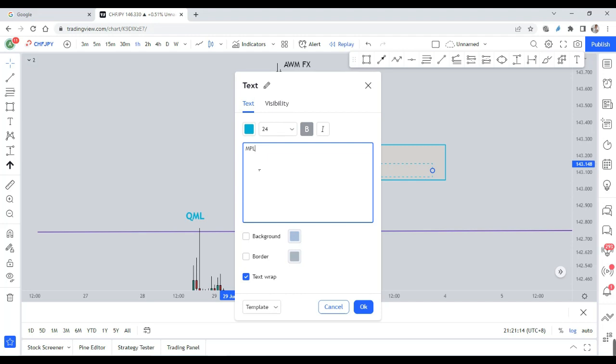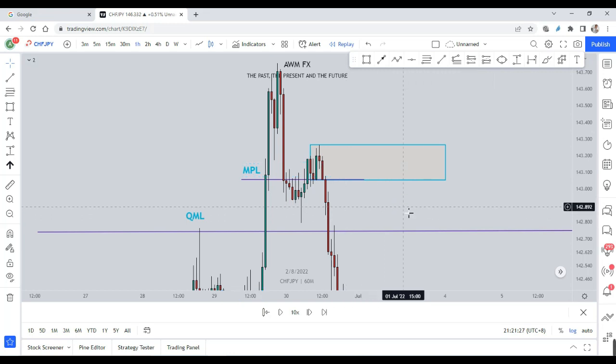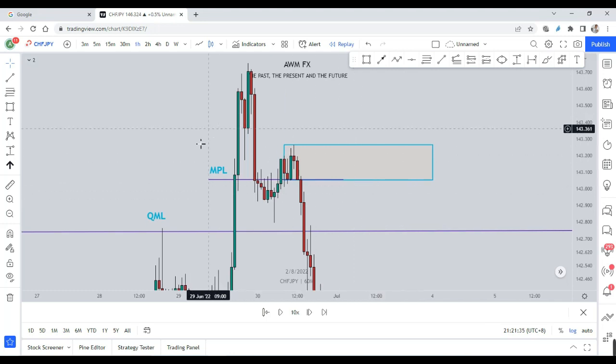Right, maximum pain level is an area where the price manipulation by the big players or the big banks or big traders happens. They did the manipulation because that is where they will hunt stop losses from SNR traders, support and resistance traders, and also breakout traders. Right, it's very easy to identify. Actually, it's extremely easy to identify.